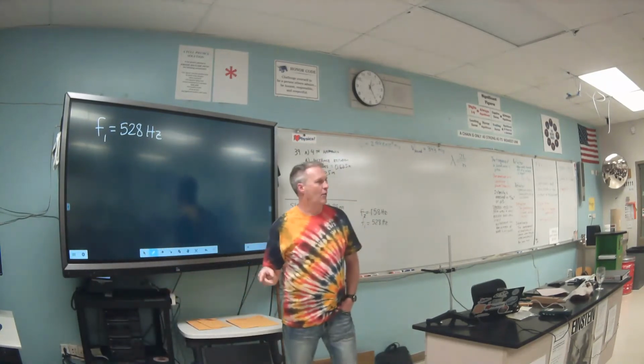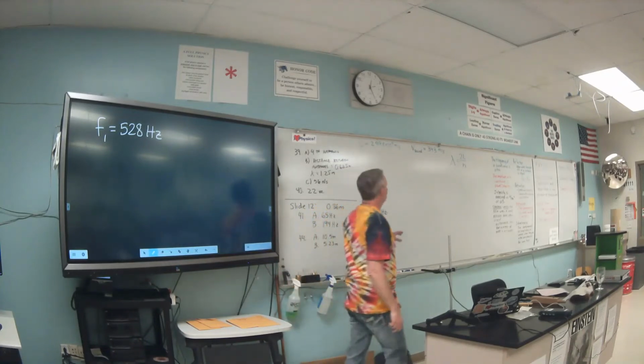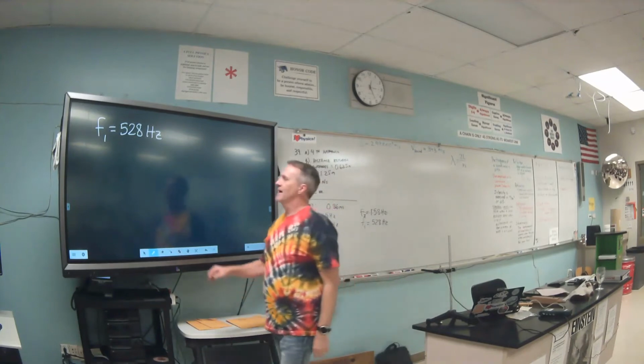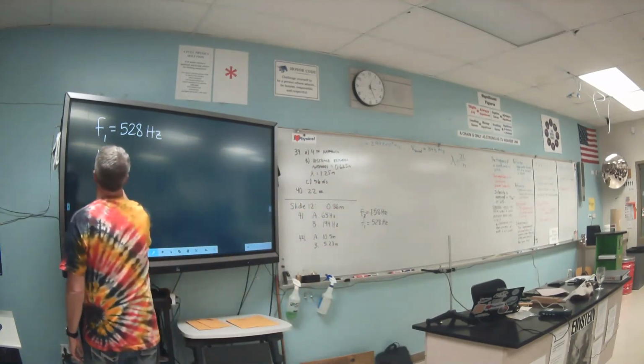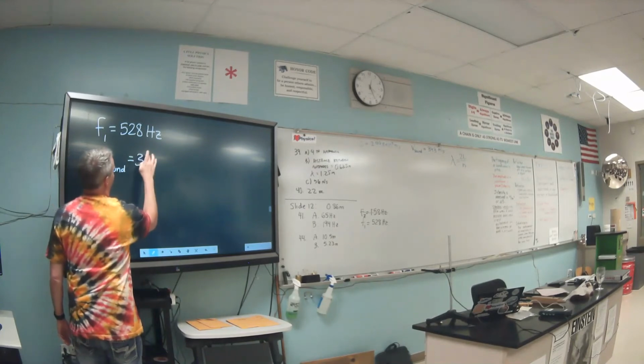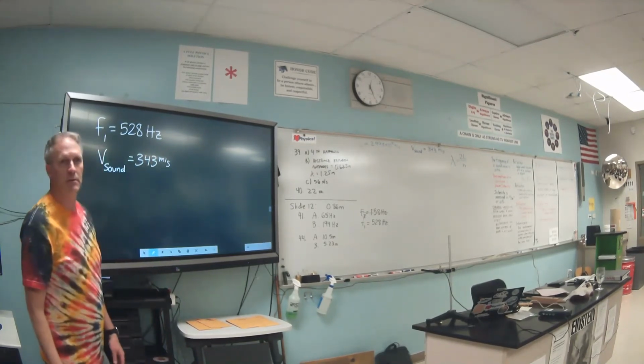I'm making sound resonate inside that pipe. Sound has a speed that we know. On another day, we'll talk about how we can figure out what the speed of sound is. But for today, just go ahead and take my word for it that the speed of sound is 343 meters per second in the room today. Okay?